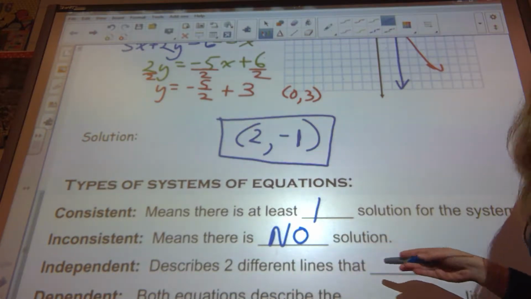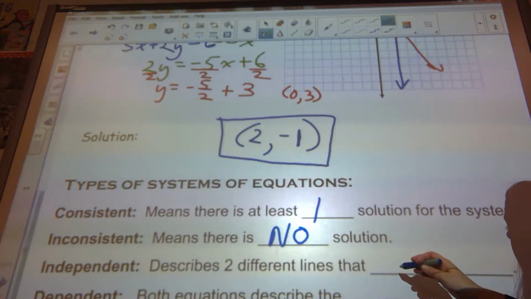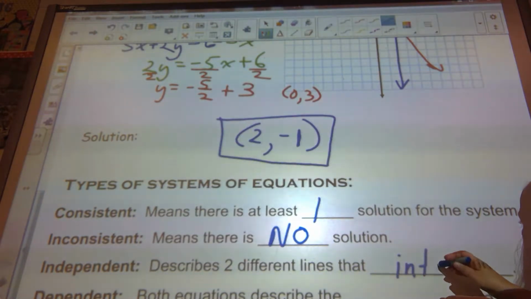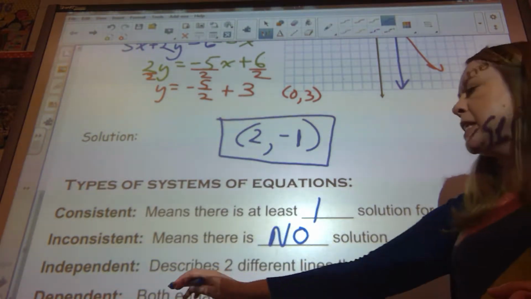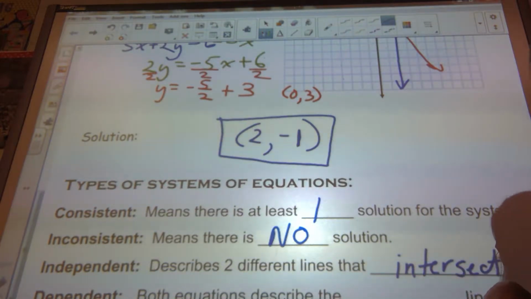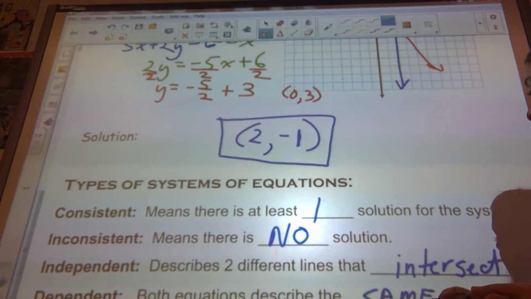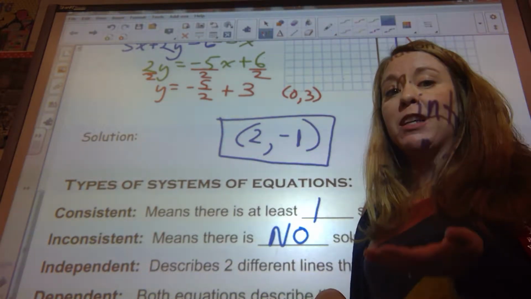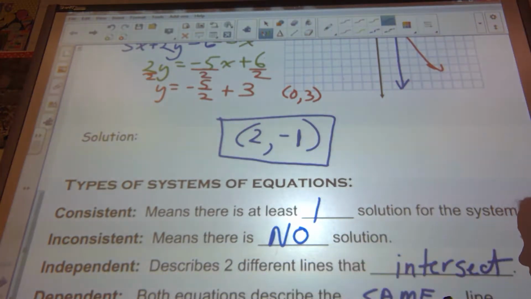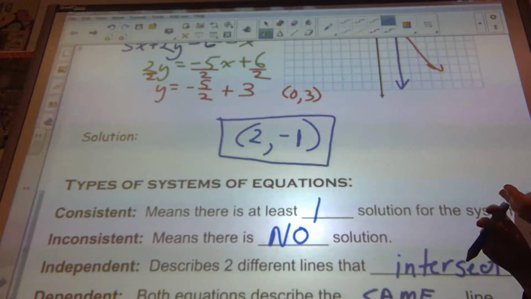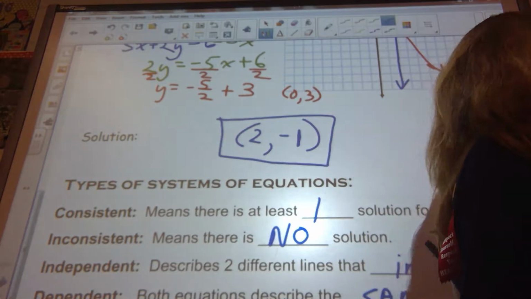An independent system basically describes two different lines that intersect. They intersect at some point. A dependent system means both equations describe the same line. So if you put them into slope-intercept form and you come up with the same exact equation for both of them, then that is a dependent system. And it's also consistent. It's the same line, the exact same line.